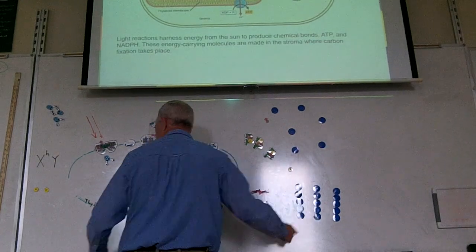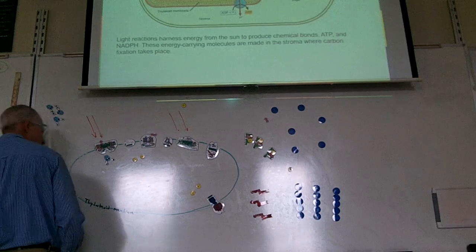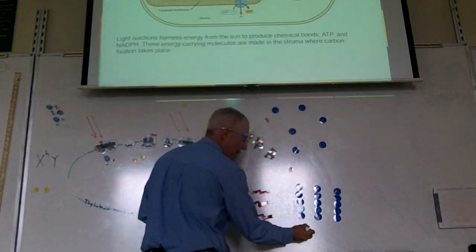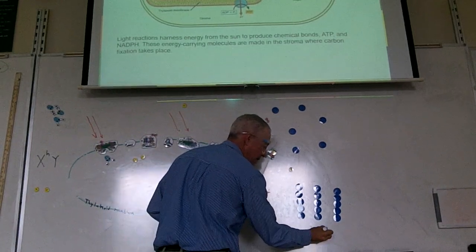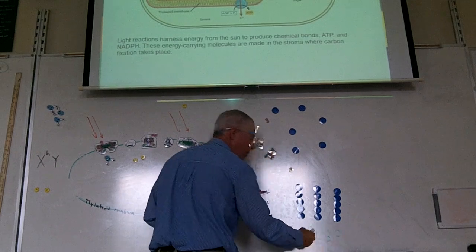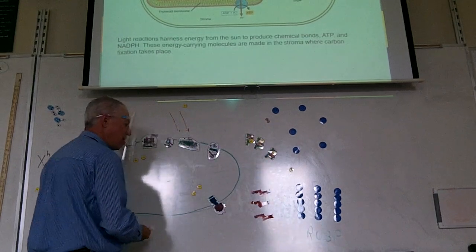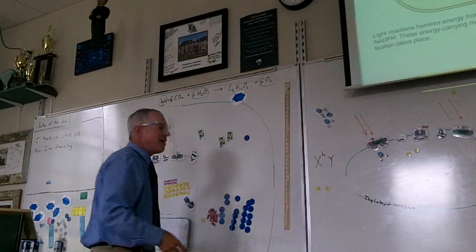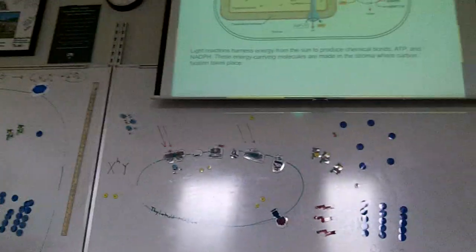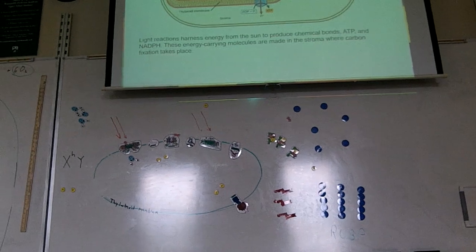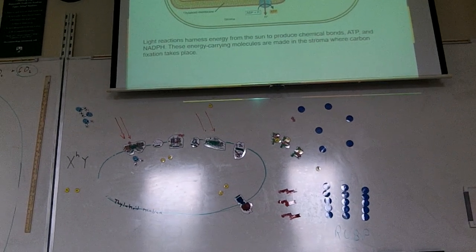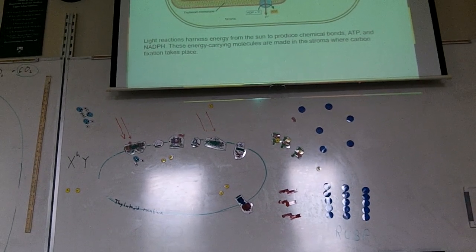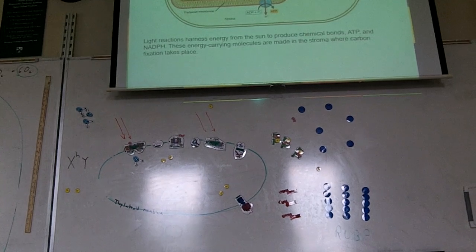These molecules right here are called RuBP, ribulose bisphosphate, also known as RuBP. You don't have to know the names of these molecules, but they would give them to you on the test, unless it's a bonus or something like that, I guess.